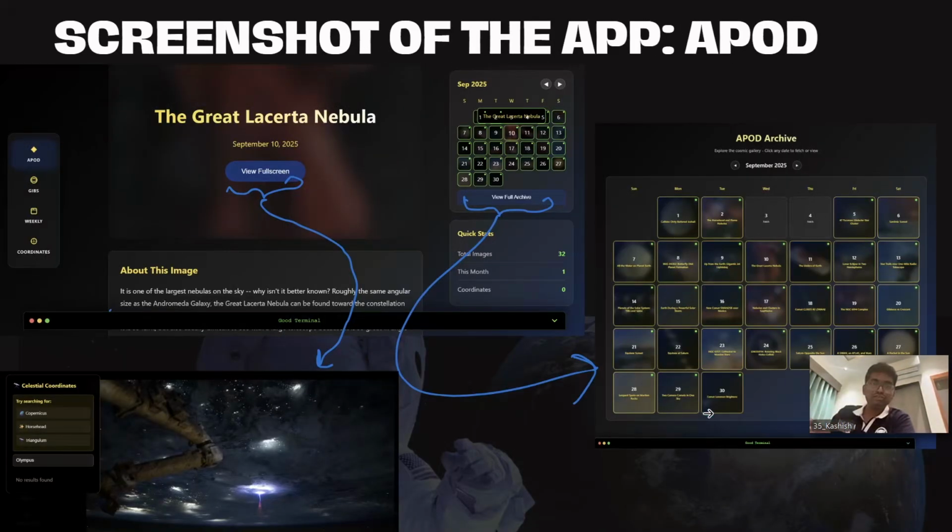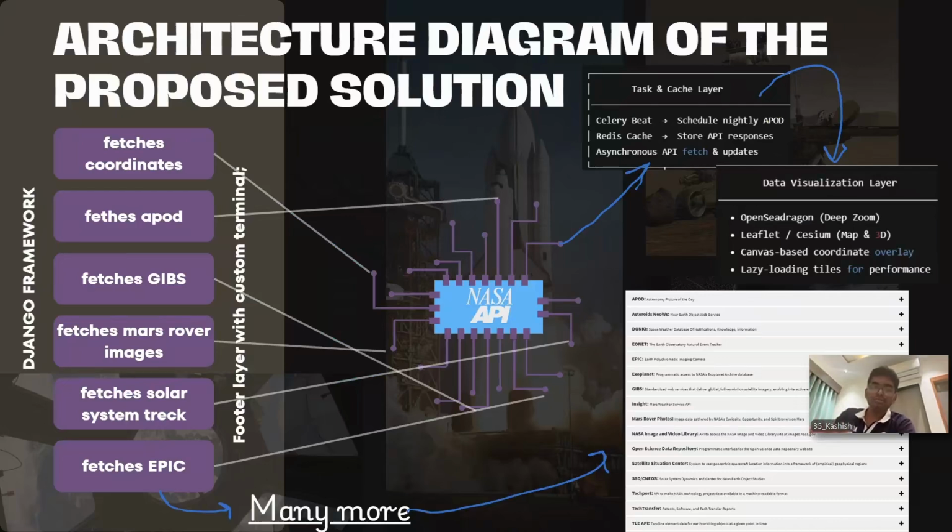These are some screenshots, and I'm going to show you a live demo. This is the architectural diagram of the proposed solution. In the Django framework, the coordinates are fetched, and it fetches APOD, GIBS, and everything else via the NASA API.